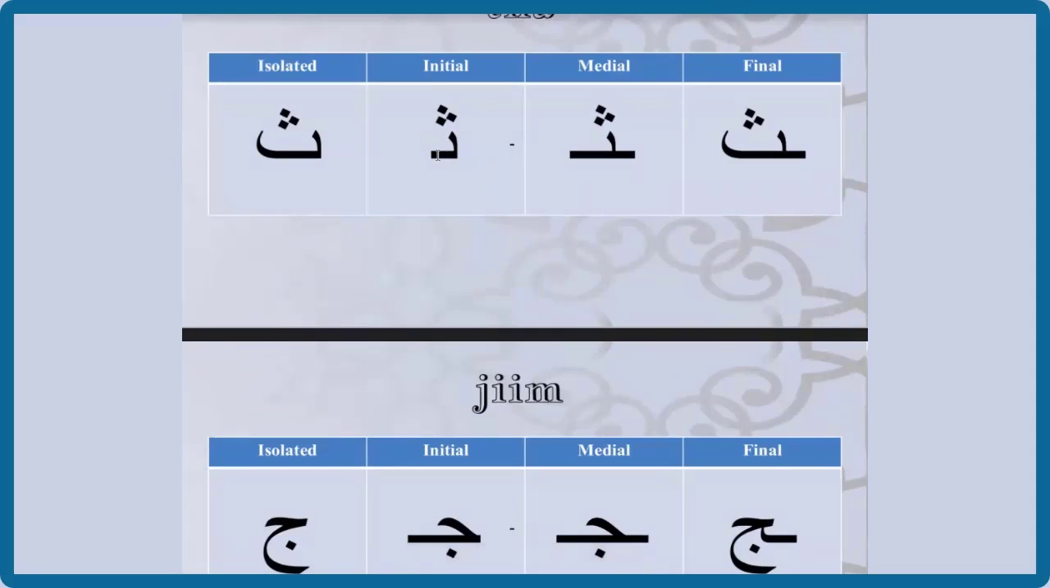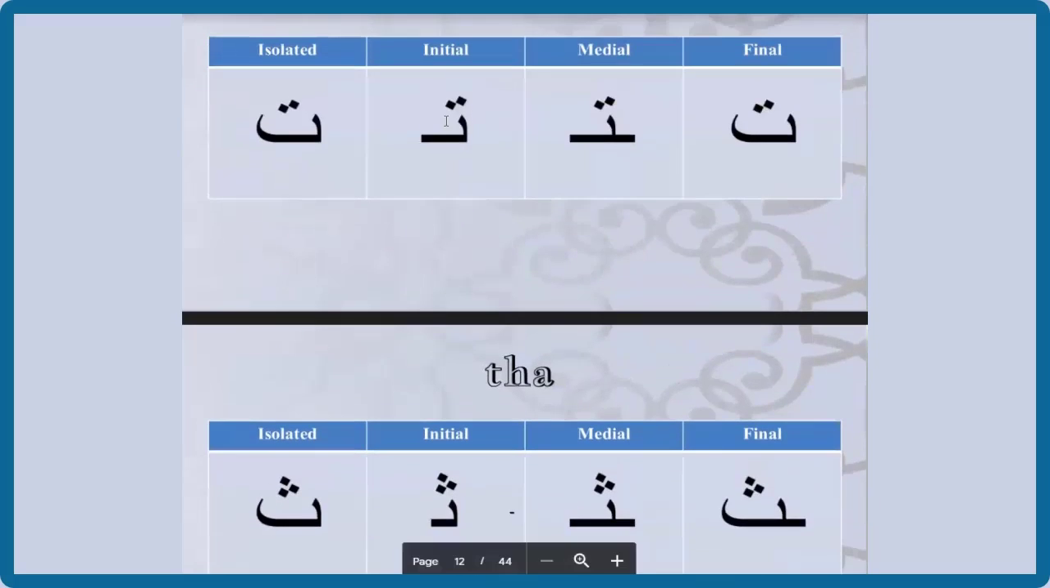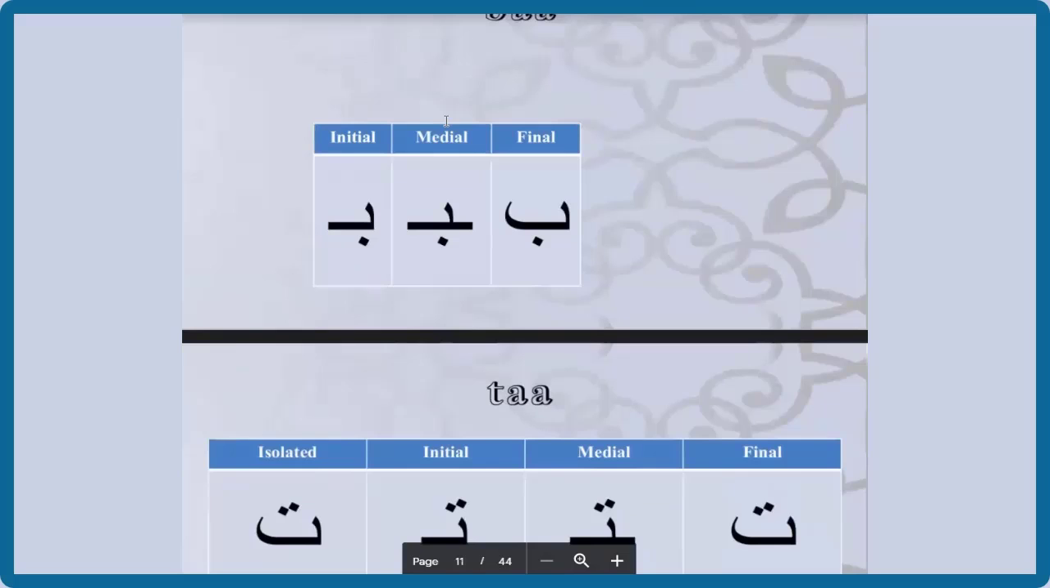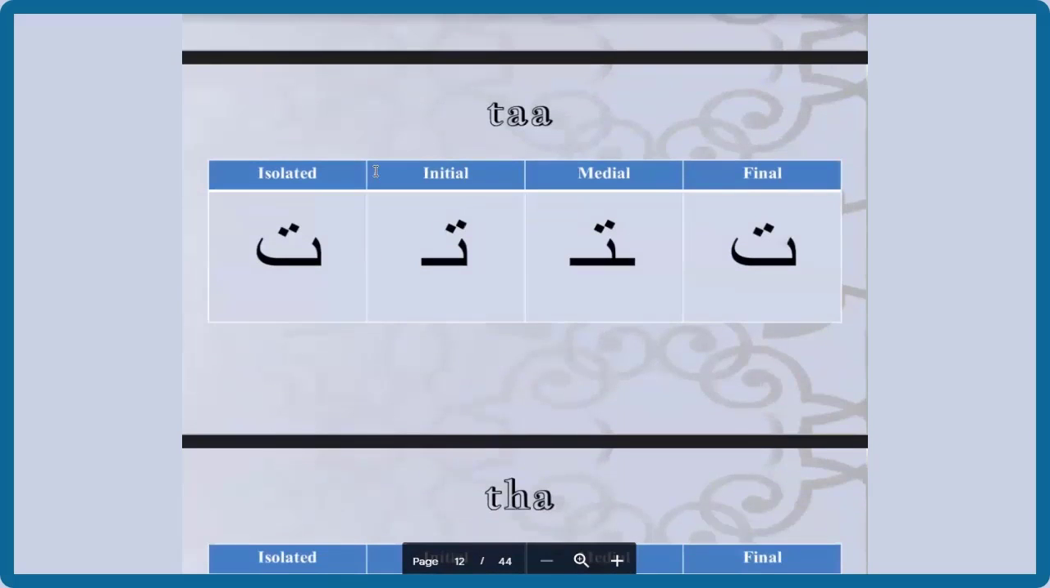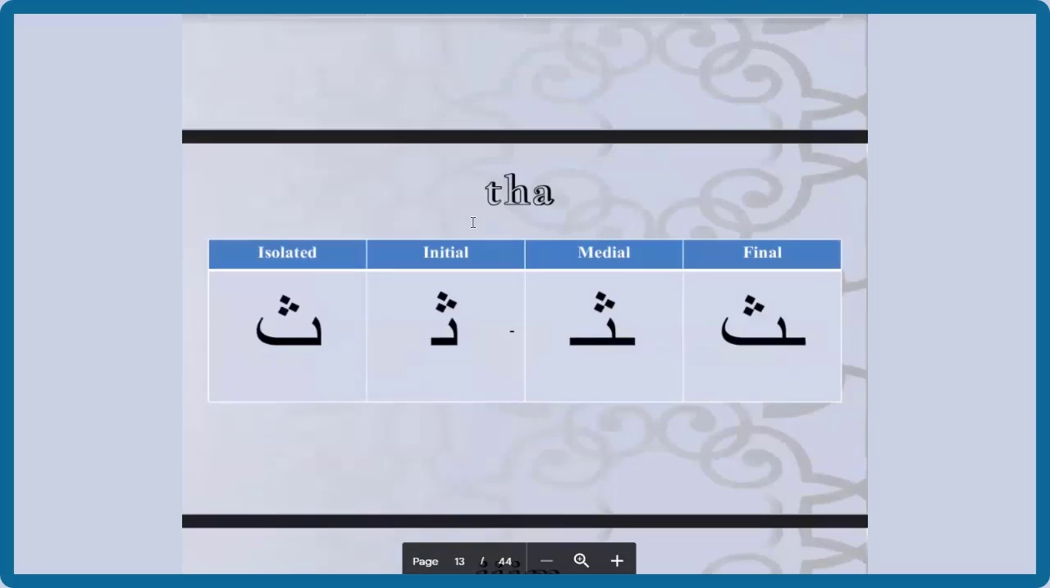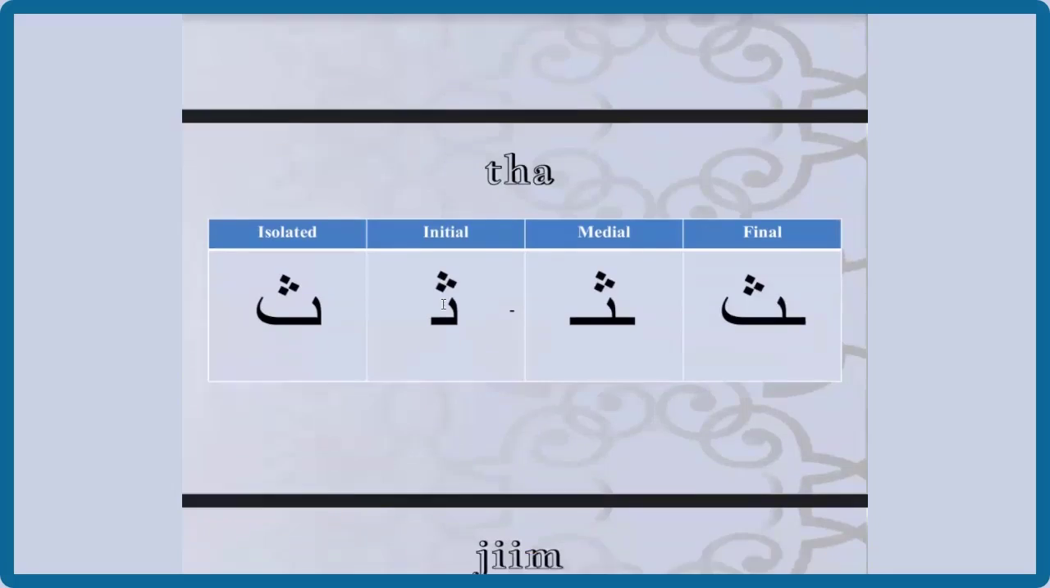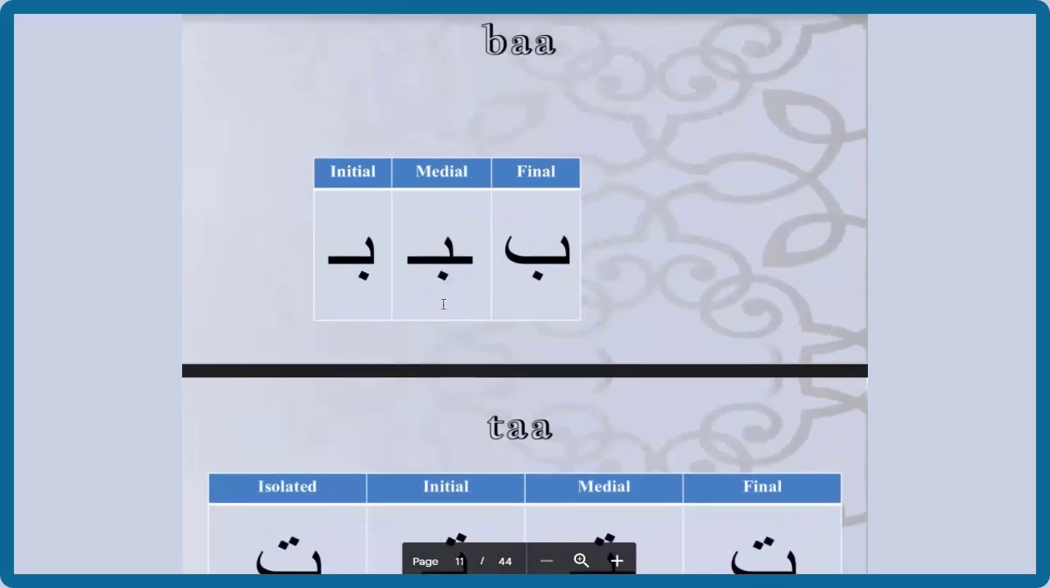You can see tha whenever it connects with different letters, but how will you differentiate? Just check the initial forms, right? Ba has a half boat and a dot at the bottom, right? How will you recognize the half shape of ta? It would be a half boat and two dots on top of it, right? Then tha is also a half boat, but it has three dots, okay? So first we will recognize this.